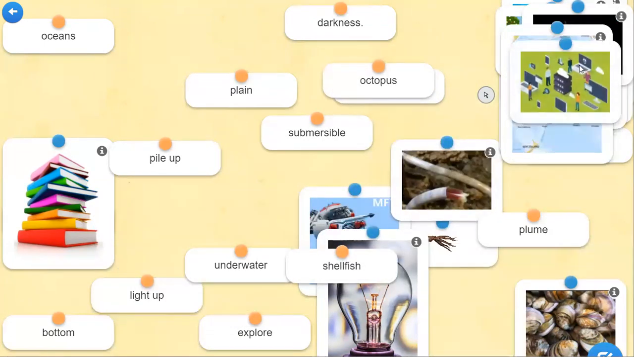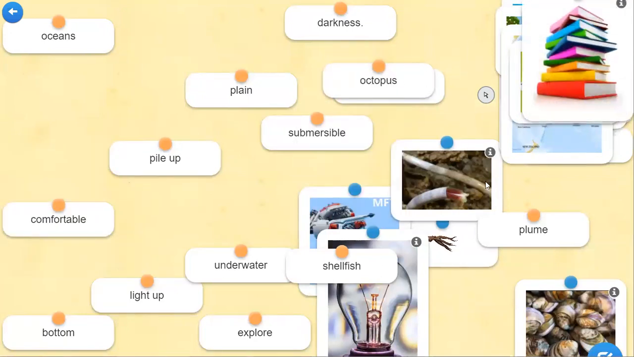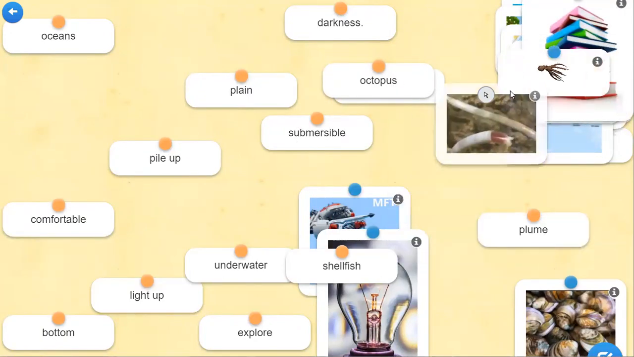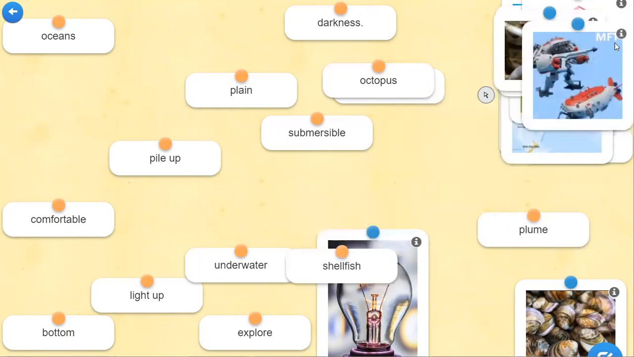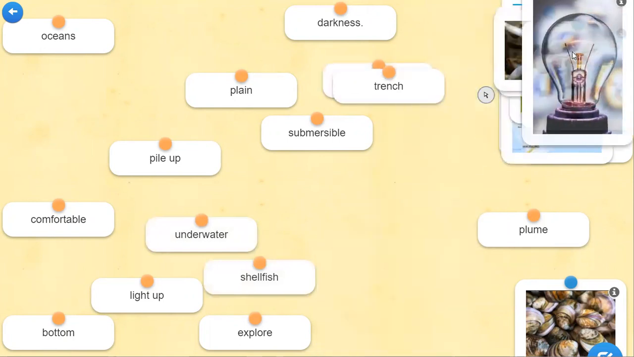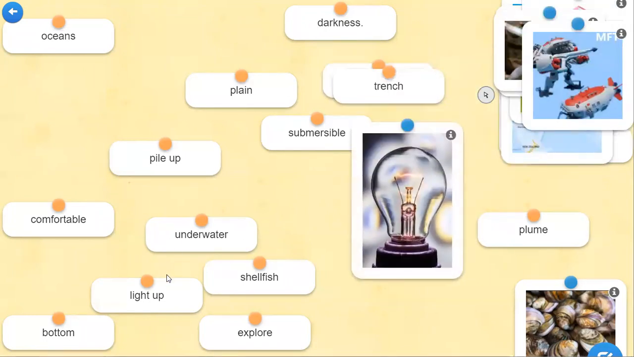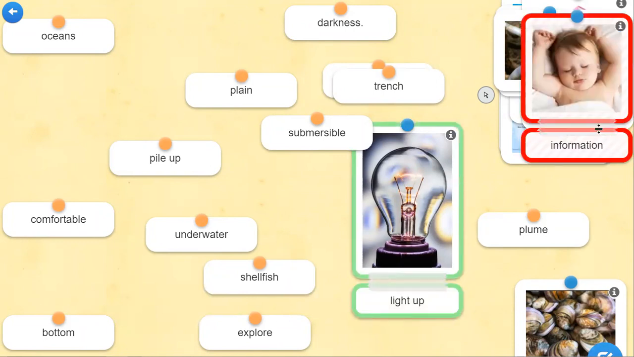Okay, my friends. Yesterday we studied these vocabs: light up, plume, and also submersible. We had a PowerPoint, and yesterday I also gave you a complete idea about the lesson. So let's start now with these words. This is light up, or light.